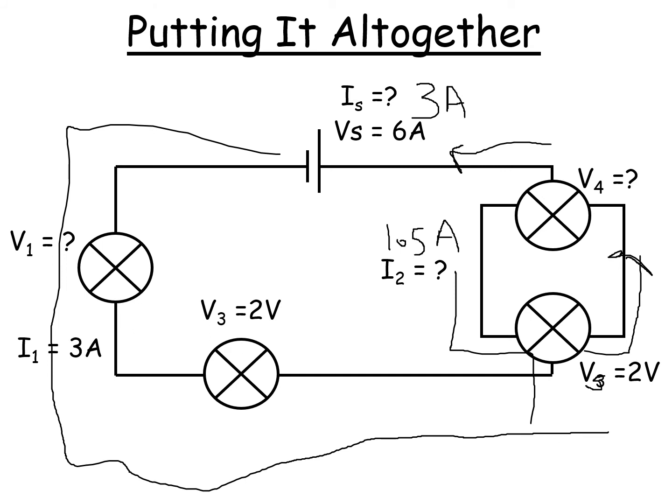So if we know V5 is 2 volts, what's V4? Well, voltages in parallel are constant, so that means this must be 2 volts as well. And so therefore, if there's 2 volts here, there's 2 volts here, that gives us a total of 4. Subtract that from 6, which means we've got another 2 volts across V1. Okay, and hopefully you got the same answer as well.